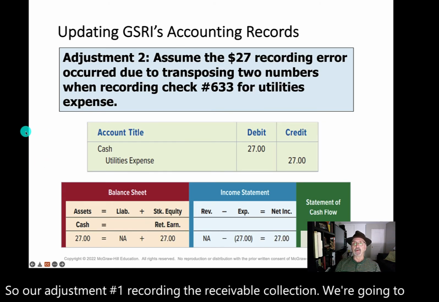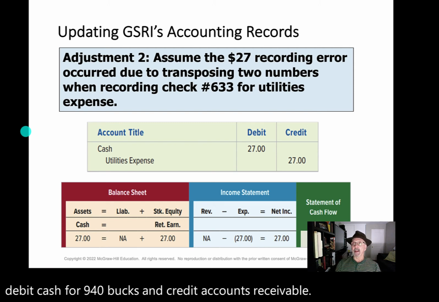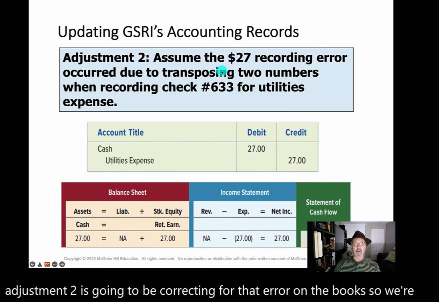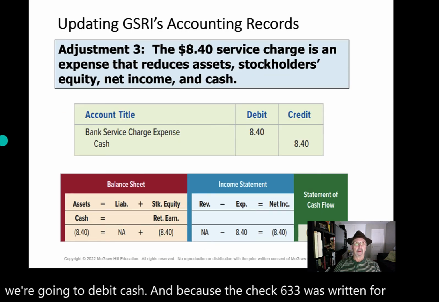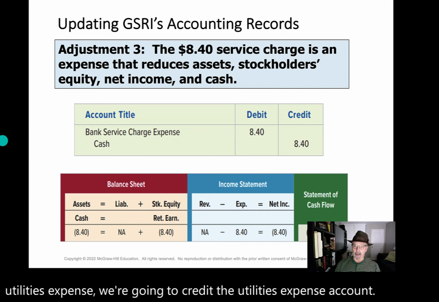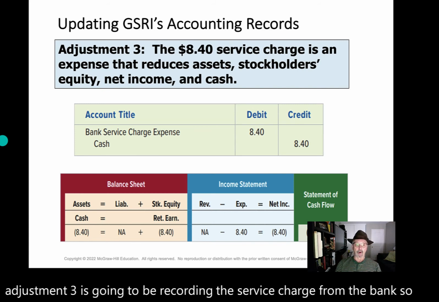Adjustment number 2 is going to be correcting for that error on the books. So we're going to debit cash, and because check 633 was written for utilities expense, we're going to credit the utilities expense account. Adjustment number 3 is going to be recording the service charge from the bank. So we debit an account called bank service charge expense, and we credit cash.